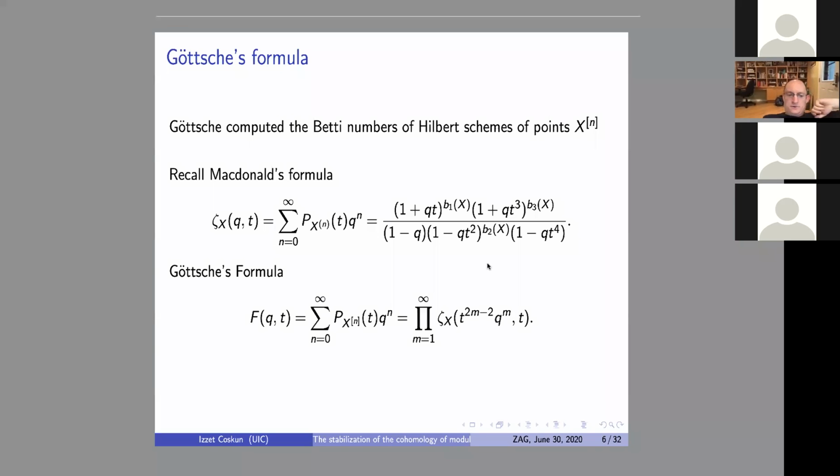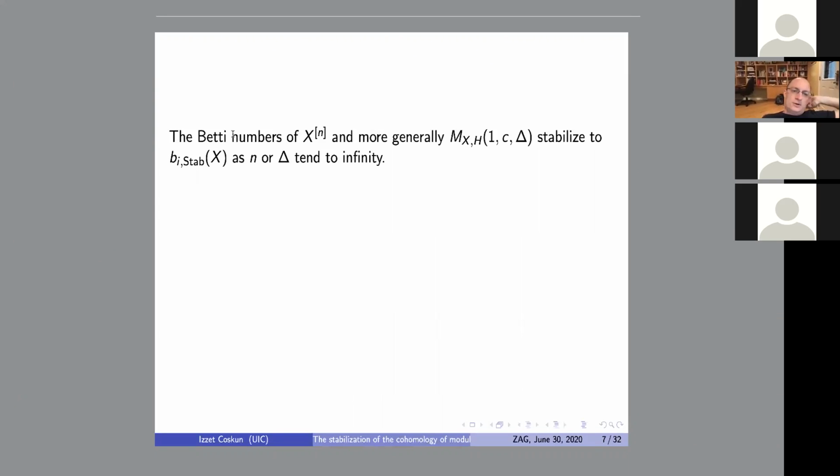Okay, and then Göttsche's formula can be expressed in terms of the zeta functions. What you do here is take the Poincaré polynomial of the Hilbert scheme, and again sum it over all the points, and he says that it's this infinite product of zeta functions. Again, the thing that you should get out of this formula is maybe two things. One is that you can compute what it does, and the second is that actually the Betti numbers stabilize. The Betti numbers of the Hilbert scheme, and more generally the moduli space of rank 1 sheaves, stabilize as long as the number of points or the discriminant tends to infinity.